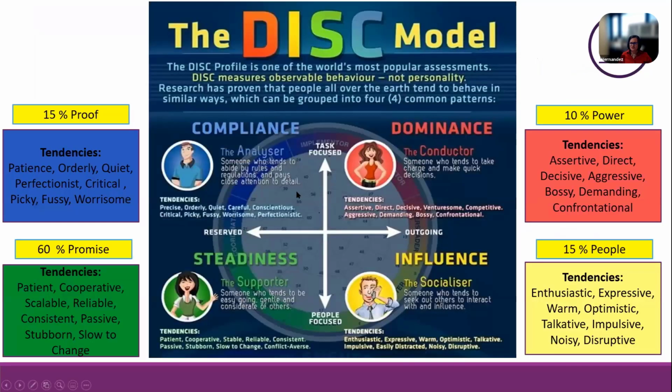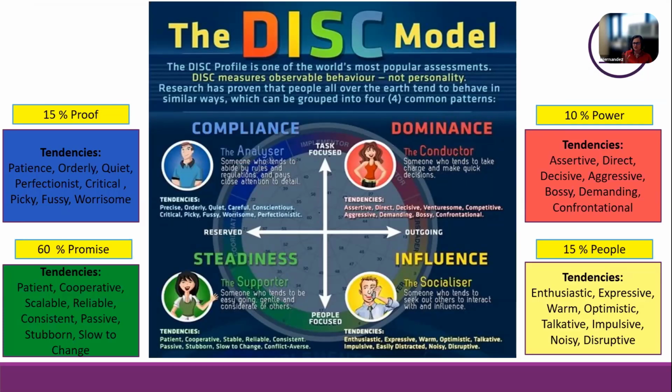So again, these are just some colors, and we're going to start with the D. It's the top right. The D on the right side of the graph stands for dominance. Okay. The conductor. They tend to take charge, make quick decisions. Now, the box on the right, the red box, you'll notice some things, the tendencies. Okay. Now, approximately 10% of the population is a D.